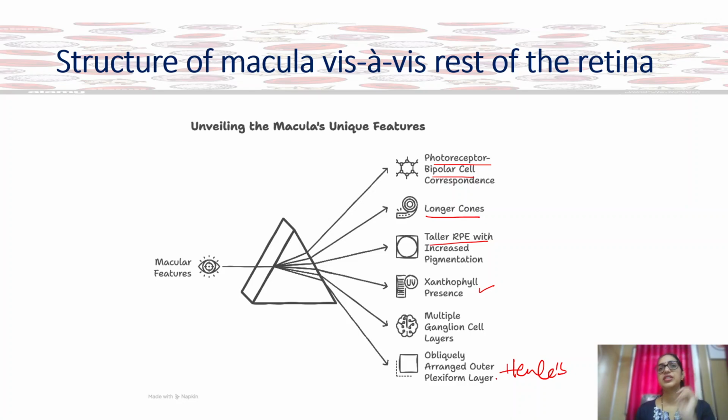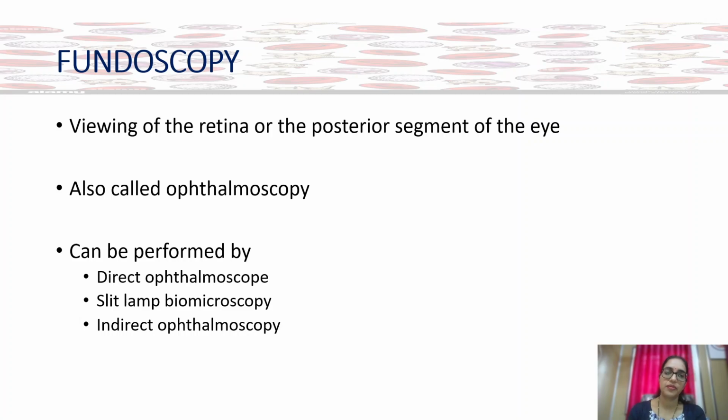So these are the histological differences between the cells of macula and the rest of the retina. Let's move on to fundoscopy, a more practical topic. So fundoscopy is nothing but viewing of the retina or the posterior segment of the eye. It's also known as ophthalmoscopy. Do not confuse with retinoscopy.